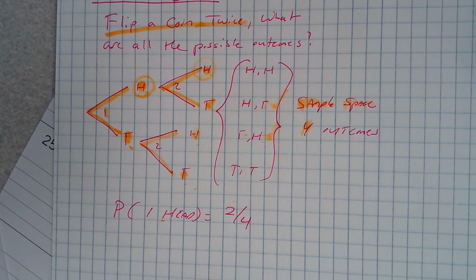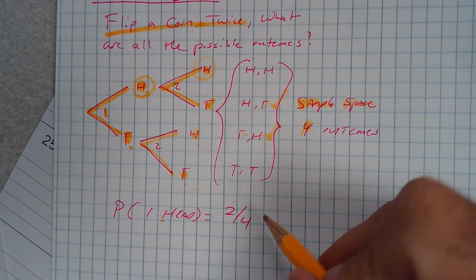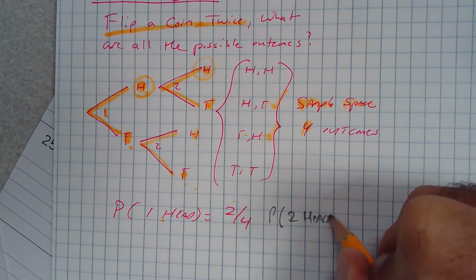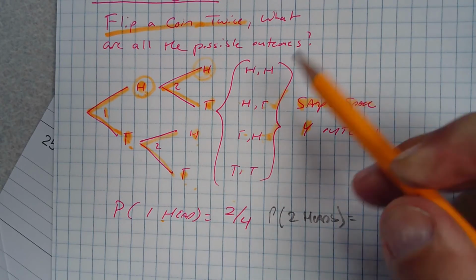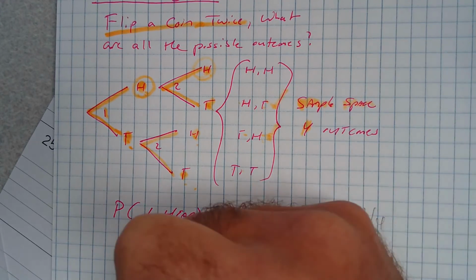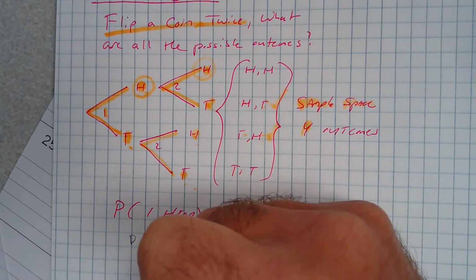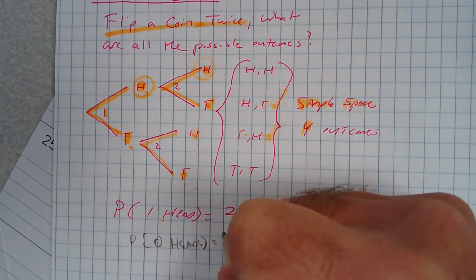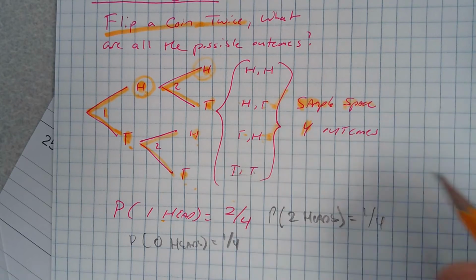If I said, what's the probability that you are going to get 2 heads? Well, there's only one possibility of that. If I said, what's the probability that you're going to get 0 heads, which is the same thing as saying tails, tails, there's a 1 out of 4 chance there.